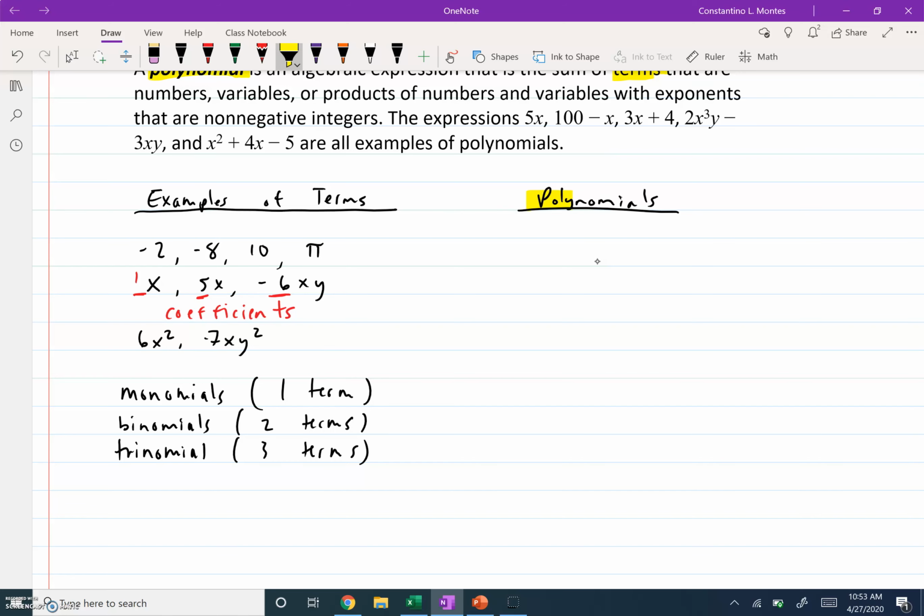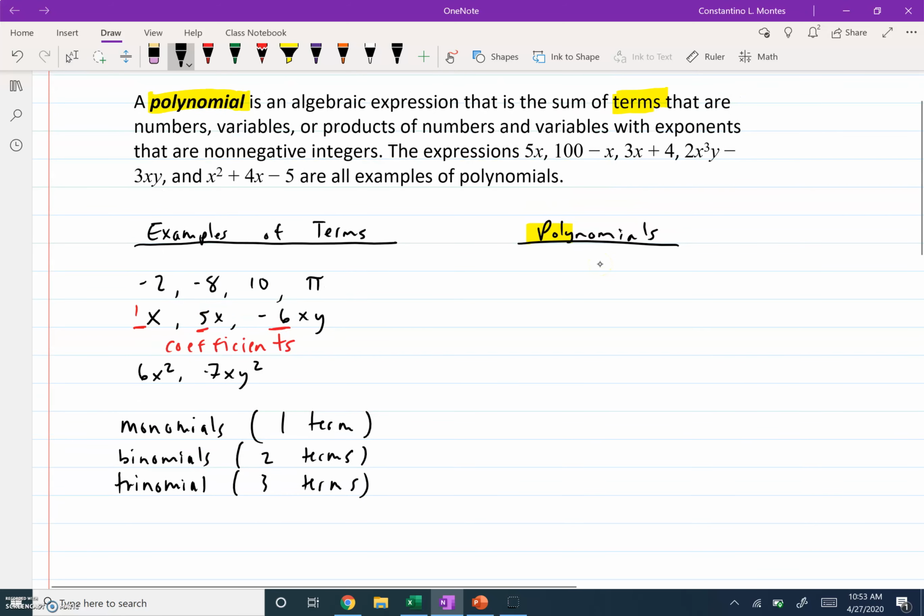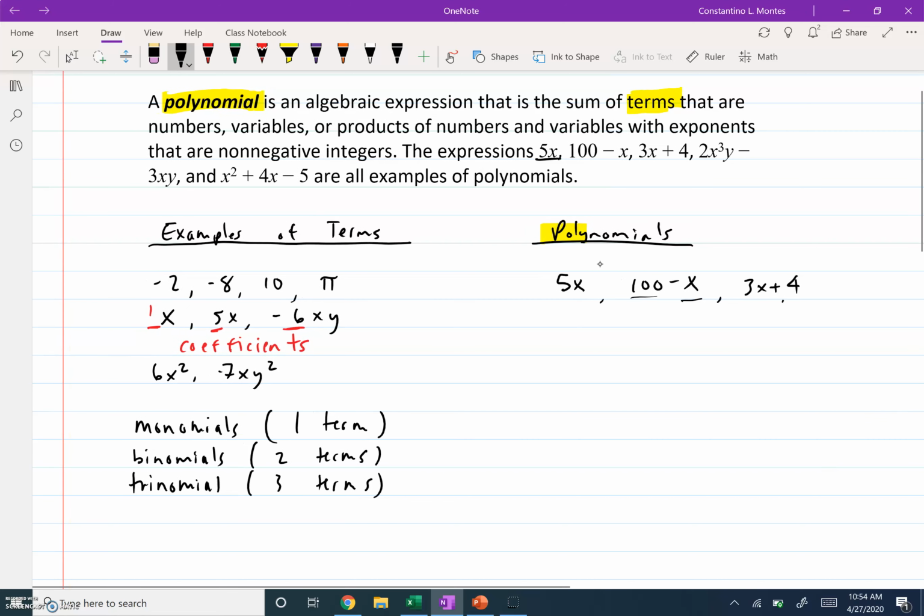In this case, we have some examples that have been given to us already. 5x is an example of a monomial. We have 100 minus x. Notice here that we have a number and then a variable separated by a minus. So there are two terms here, 100 and x, so this would be a binomial. And then we also have 3x plus 4. Again, another binomial. We have a term 3x and a term 4, separated by a plus. And then I'm going to skip ahead and go down to this example.